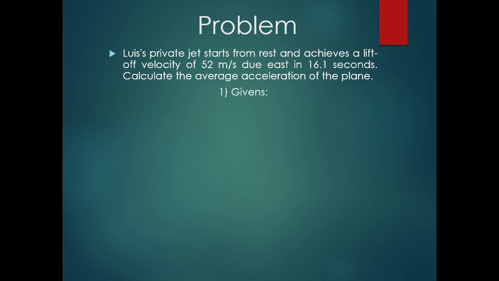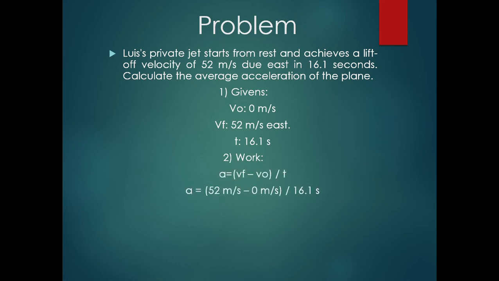Okay, number one, more time, givens. We have our initial velocity; since we started from rest, that is 0. Our final velocity, 52 east. We have our time, which is 16.1 seconds. Right, now it's time to work. We have our formula. We substitute the values that we have in there, we operate, and we find that acceleration equals 3.23 meters per second squared.